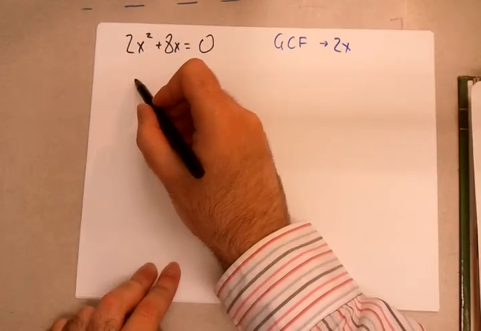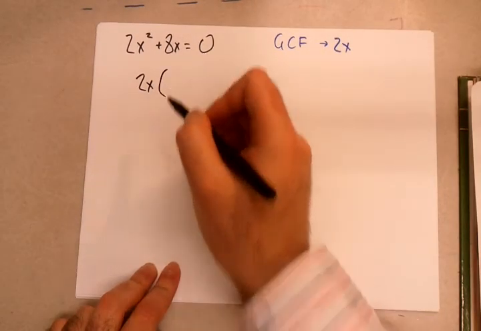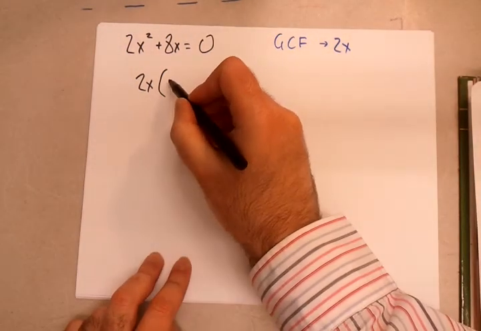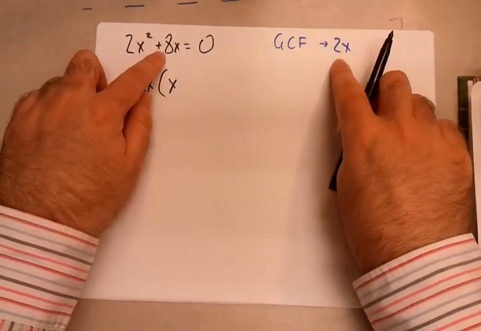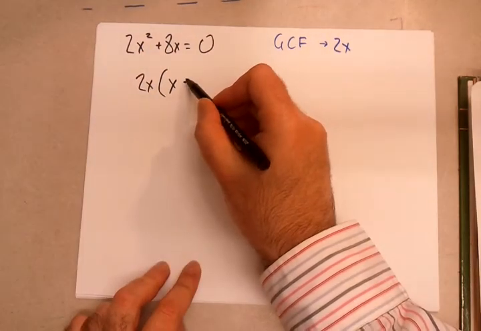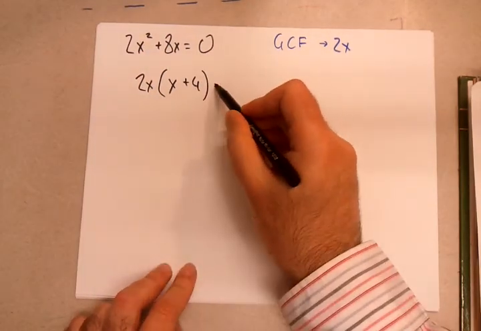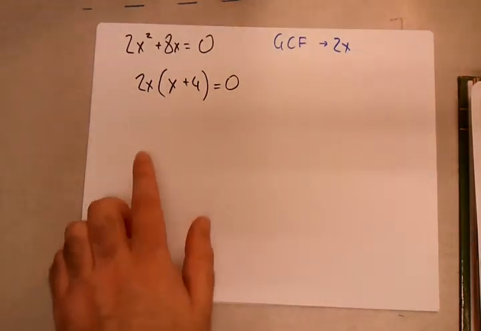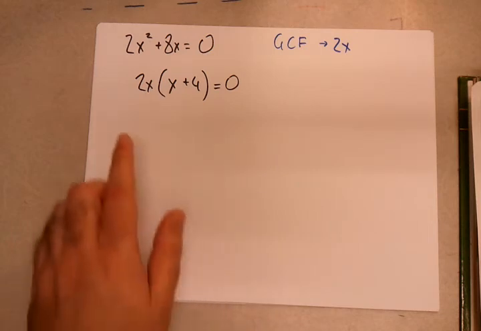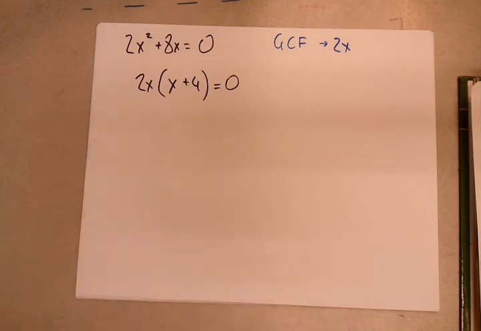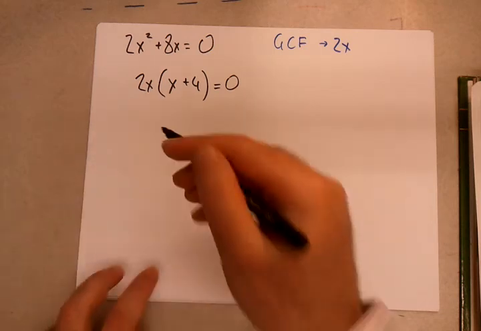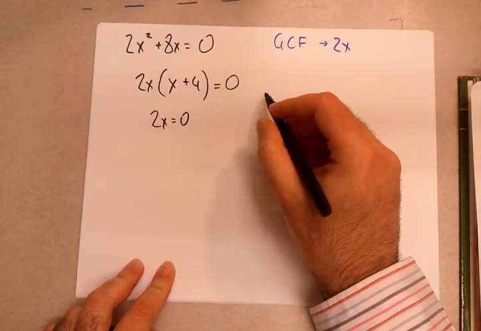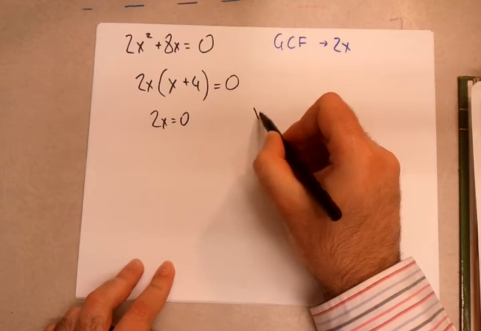So now that that's done, I'm going to factor out my GCF. It's going to go outside. 2x squared divided by 2x was just an x. 8x divided by 2x was just a 4. All equals 0. So I factored it out. Now remember the zero product property rule. In this case, if 2x times x plus 4 equals 0, either the 2x has to be a 0, or the x plus 4 has to be a 0.